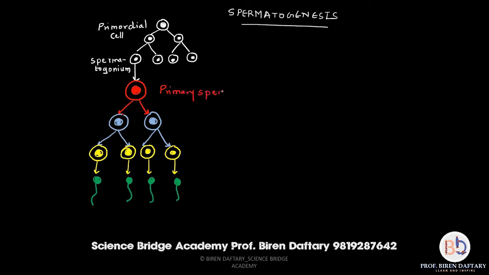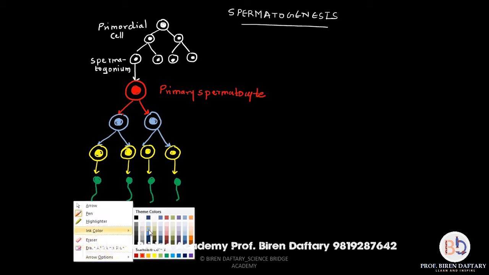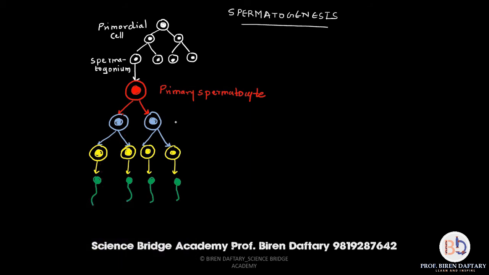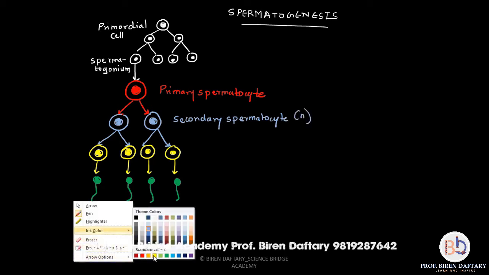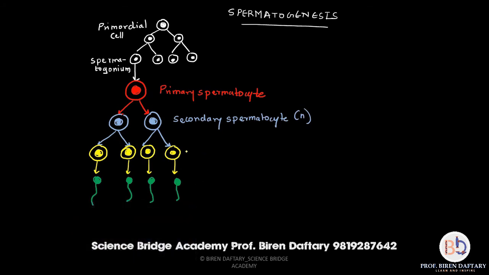The primary spermatocyte is also diploid, that is, it will be having 46 chromosomes. Now we will label the secondary spermatocytes. The secondary spermatocytes are formed by meiosis 1 division of primary spermatocyte. So each secondary spermatocyte will be haploid, having 23 chromosomes. Okay, so I'll mention haploid here, I'll mention diploid afterwards. So primary spermatocyte is diploid, secondary is haploid.